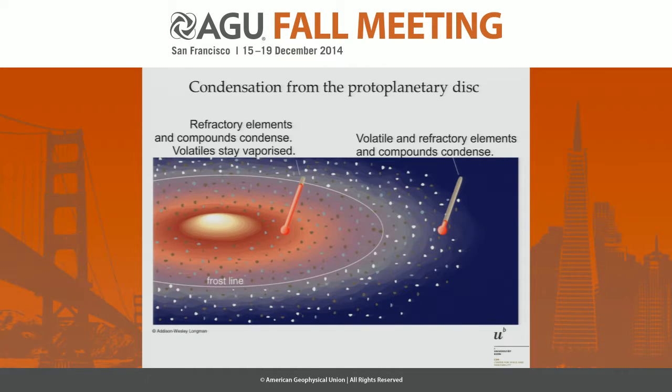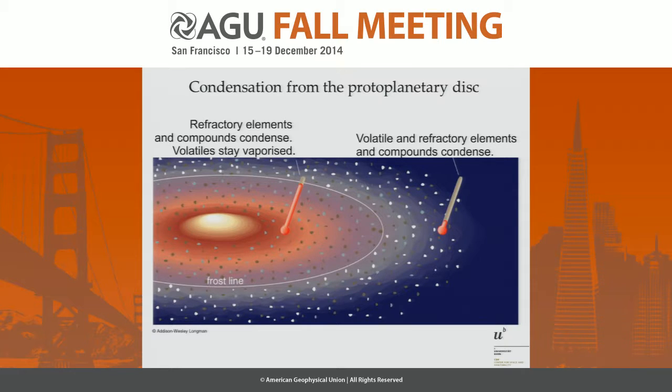I would like to start with a sketch of the protoplanetary disk. In the protoplanetary disk, we had a temperature gradient with hot temperatures in the center and colder temperatures in the outer areas. This temperature gradient mainly influenced the condensation of elements from the solar nebula. So we had the condensation of refractory elements in the center of our protoplanetary disk, while the volatile elements stayed vaporized. And we had the condensation of all elements in the outer areas of our solar system.